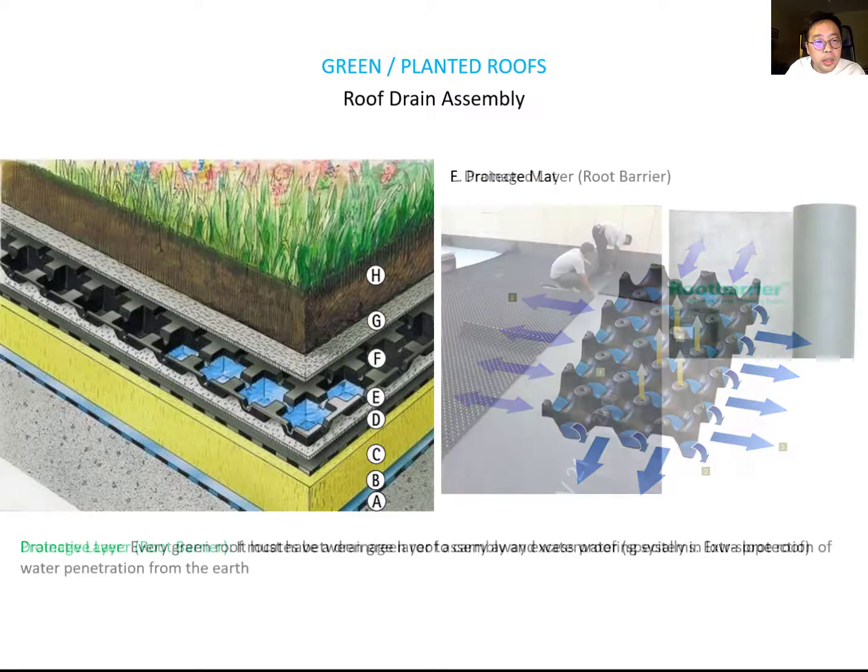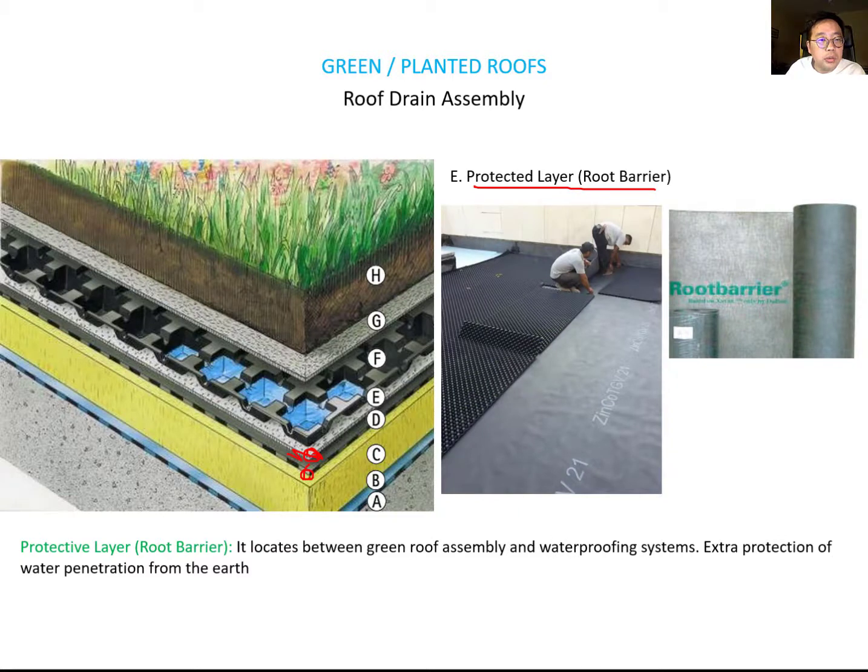Okay. Next, you need a protective layer, which we call the root barrier. You can see the root barrier is located between the waterproofing membrane and the drainage mat. So it is extra protection against water penetration from the earth. Okay, and then you need a waterproofing membrane, and insulation and the substructure here.